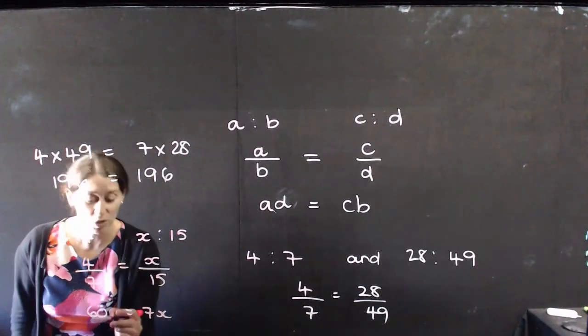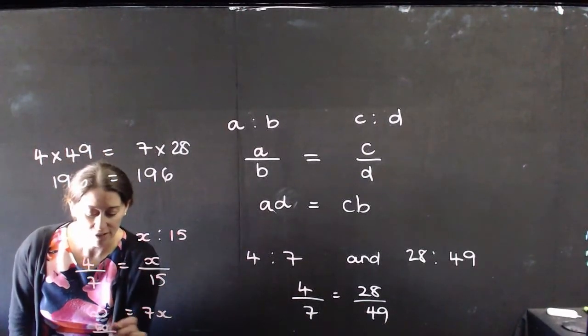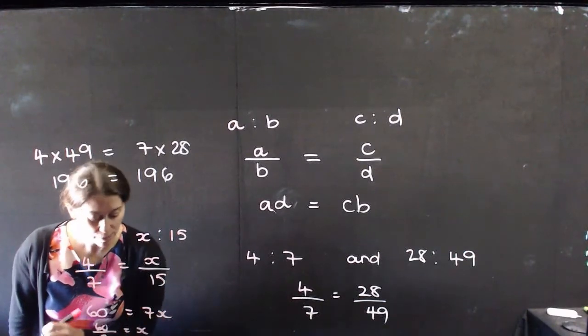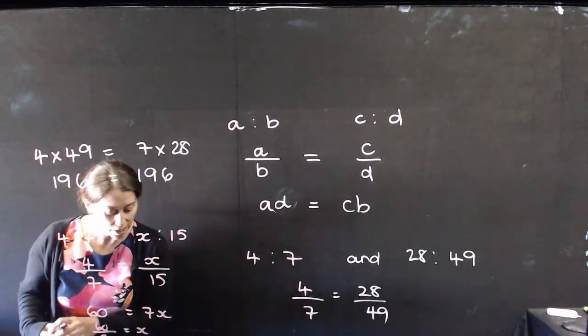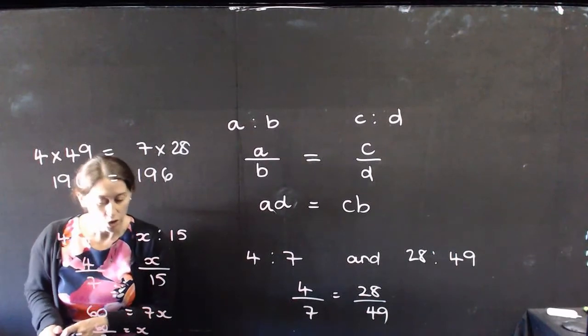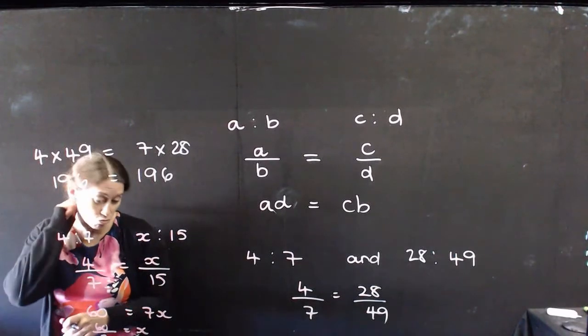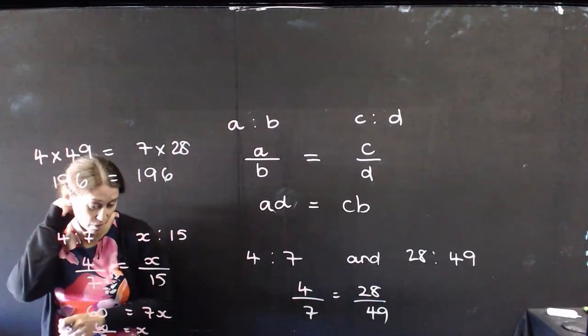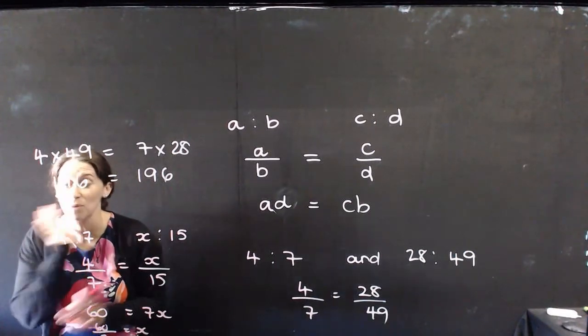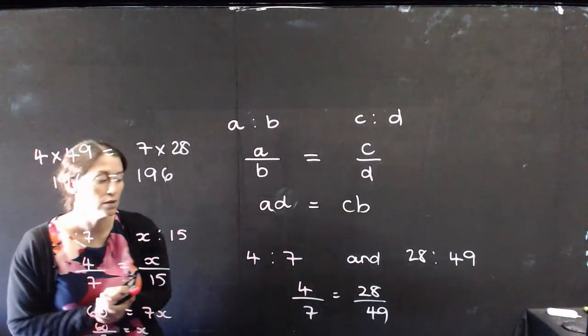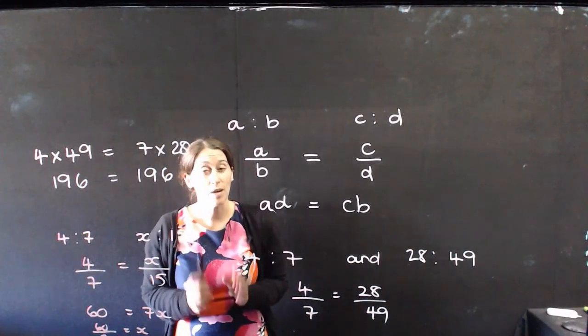Just checking I'm not off the bottom of the screen. 60 over 7 is x, which we can simplify that fraction down. 60 over 7, both numbers, what do we simplify that to? Well, we can't because 7's a prime number, so it must be 60 over 7. And that's pretty much everything you need to know about ratio.